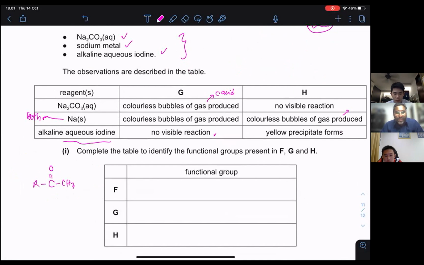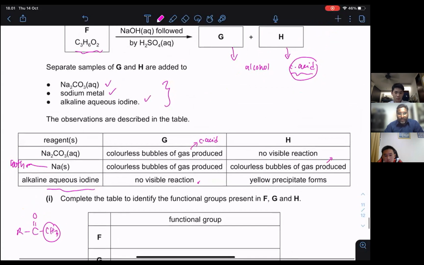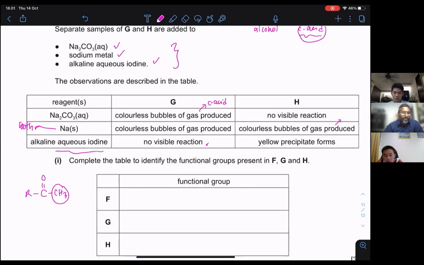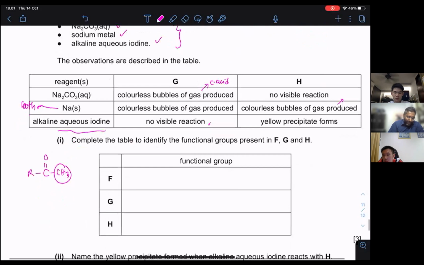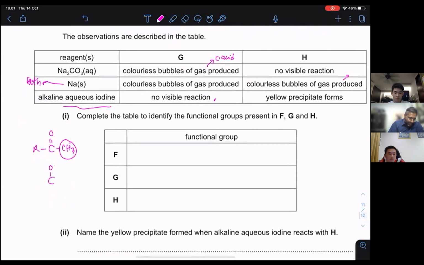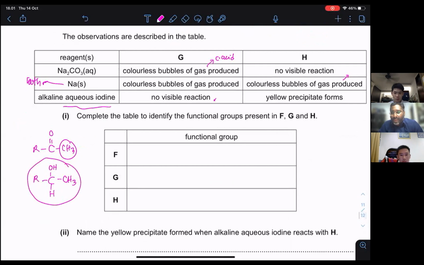This one we learn under carbonyl compound. As long as you have CH3, it will give a positive result. But again, this one is carboxylic acid and alcohol. So when it comes to alcohol, triiodomethane can also be used for alcohol. The alcohol must have the OH, must have CH3, must have hydrogen, then R. Then only they will give you a positive reaction.